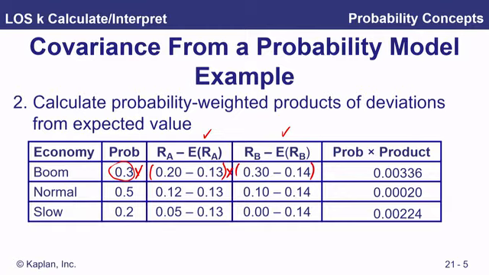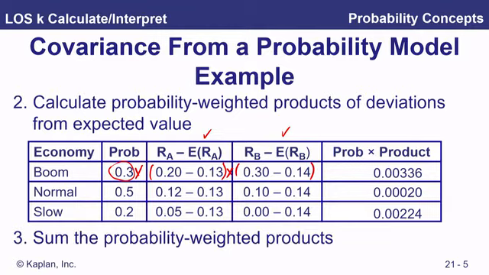So now what are we going to do? Well, we need to just add those all together, sum them up. And what do we get? We get a covariance of 0.00580. So here's what we've done, plus this equals that.